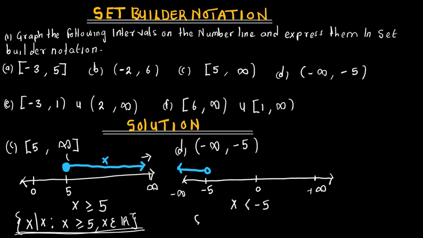So under set builder notation, this is going to be x is such that x must be less than negative 5. And of course, x must be a member of all real numbers. You can write that if you want. Very simple. How about if you have been given something that contains the union set?